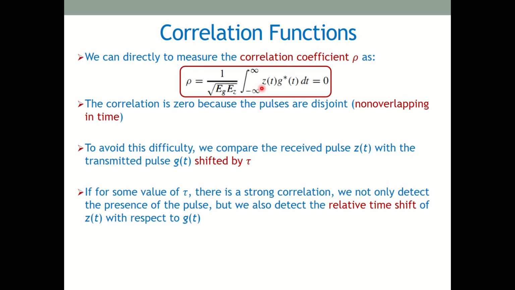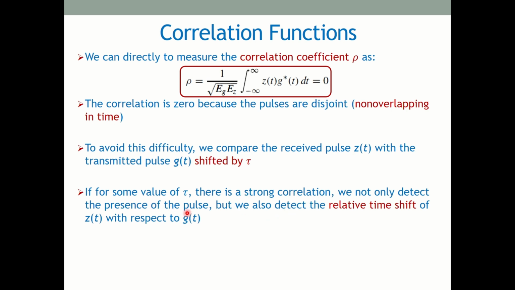You can see that in order to increase the value of this product, we have taken the conjugate of g(t). In this case, the correlation is 0 because for the particular problem that we are considering, g(t) and x(t) exist at different times, so there is no overlap in time. That's why we will get a 0 value. So we have to shift one of them by an amount of tau, by a time of tau. There will be some value of tau for which the correlation will be strong.